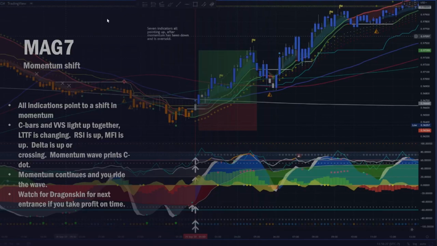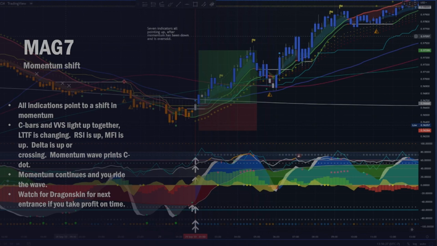All right, the Mag 7. This is a great strategy. A lot of people love it. It's a great confirmation of momentum shift. All the indicators point to a shift in momentum. The C bars and VVS light up together. The long-term trend flow is changing. RSI is up, money flow index is up, delta is up or is crossing, and the momentum wave is printing a C dot.